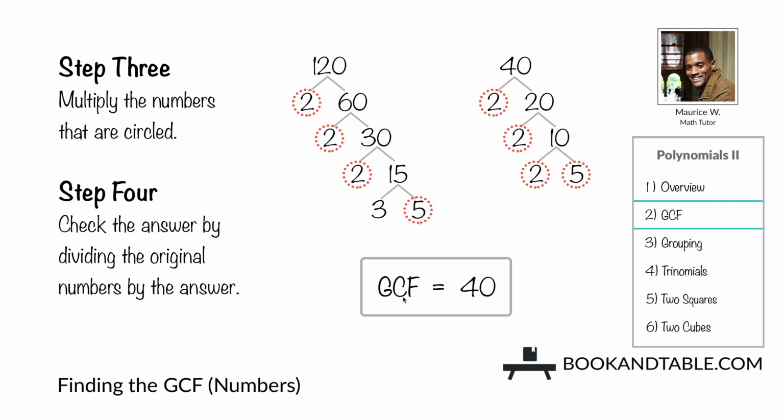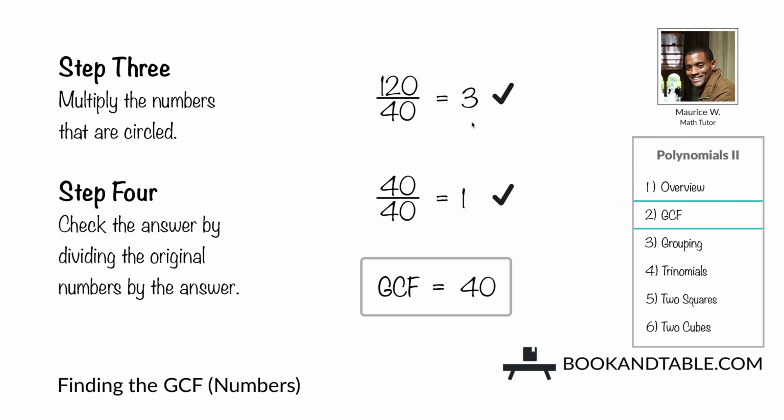Now to check this answer, we want to divide both of the original numbers by the greatest common factor, because if you divide a number by a factor, you should get an integer value. You should not get a decimal. When we divide 120 by 40, we get 3. And when we divide 40 by 40, we get 1. So we get integer values for both. So this helps us confirm that we did find the greatest common factor.